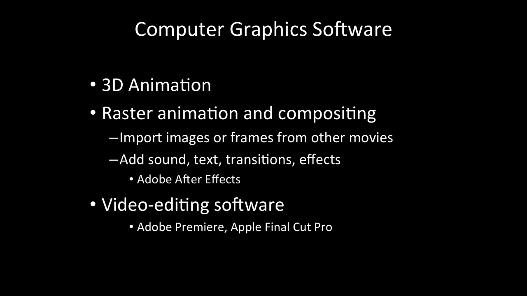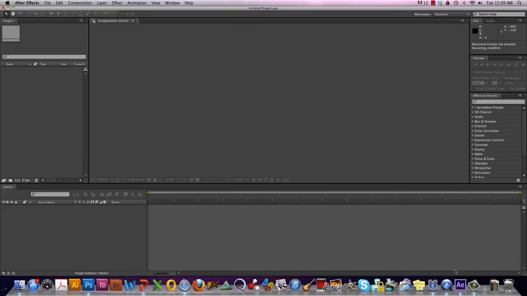You can also add text. So if you want blocks of text hovering over the animation, you can add that, as well as create transitions and other kinds of effects on your different movie clips. Let's take a quick look at Adobe After Effects.